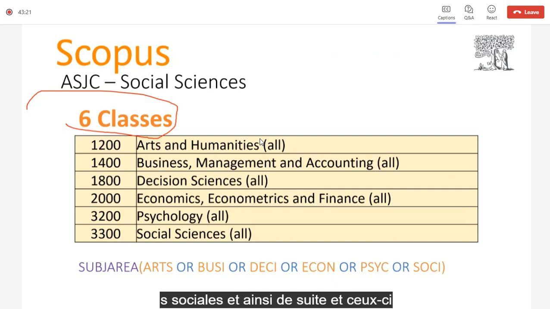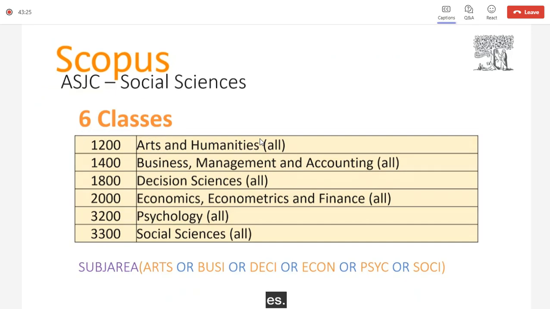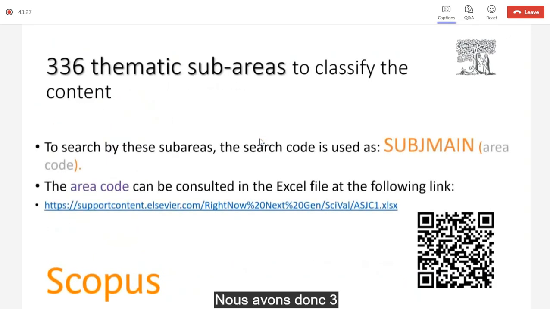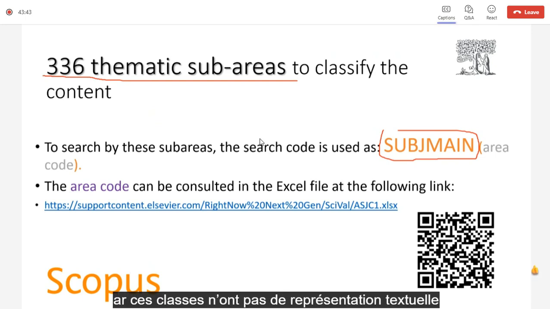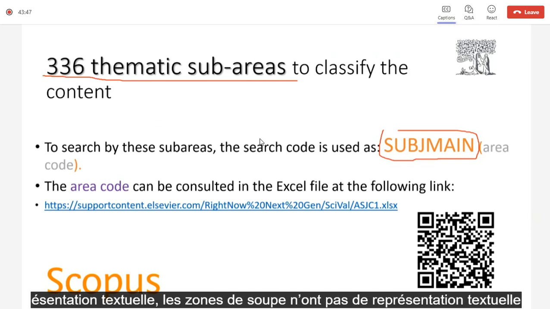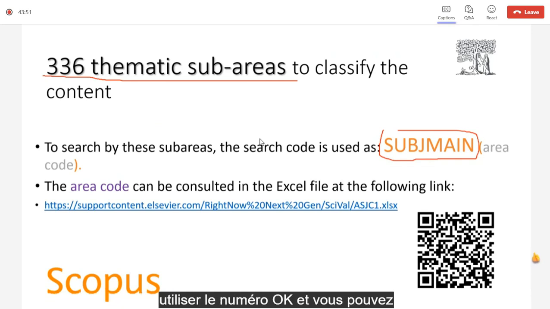And each of these classes are broken into subclasses. So we have 336 thematic sub-areas to classify the content. And the code to use this is SUBJMAIN, and then you put the number of the code, because these sub areas don't have a text representation. You must use the number, okay?